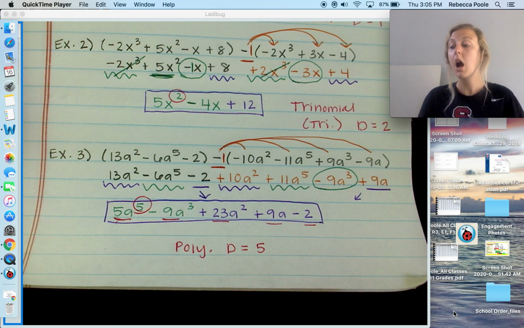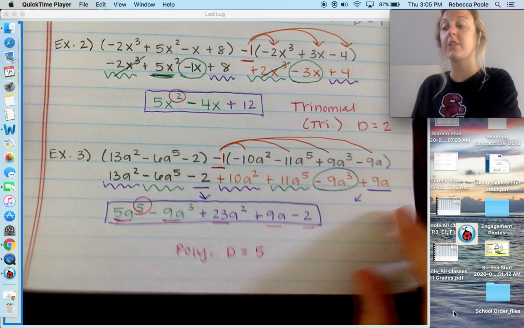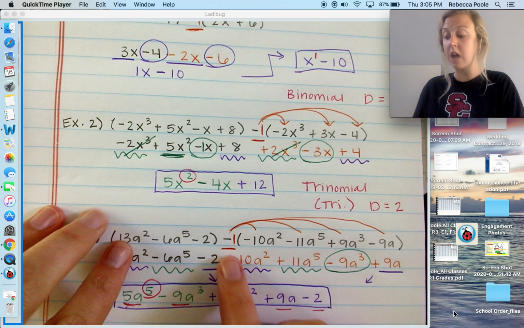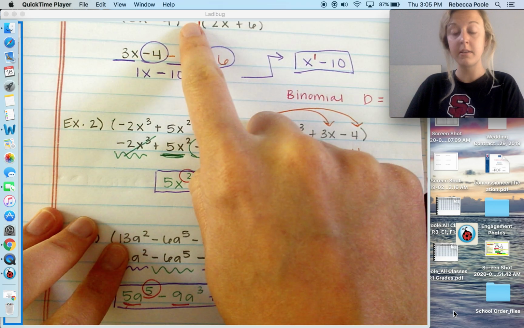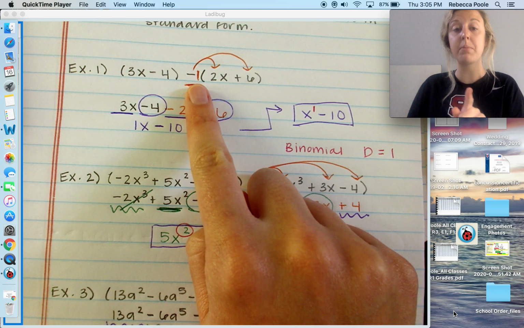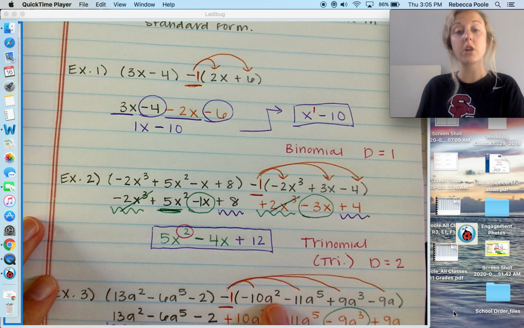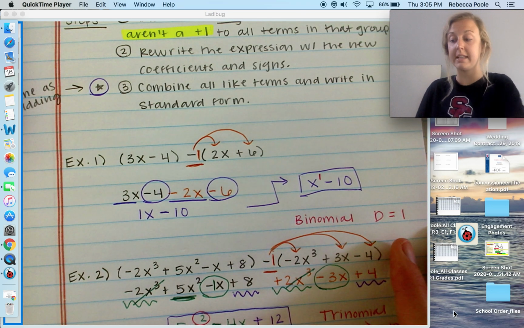All right, so biggest thing to remember with subtracting, just make sure if there's not a plus 1 in front of those parentheses, it has to be a positive 1. Then you've got to distribute it because it's going to change what's on the inside, okay?